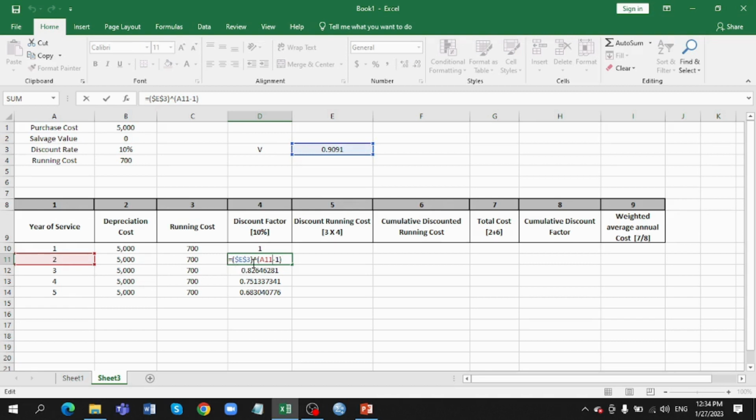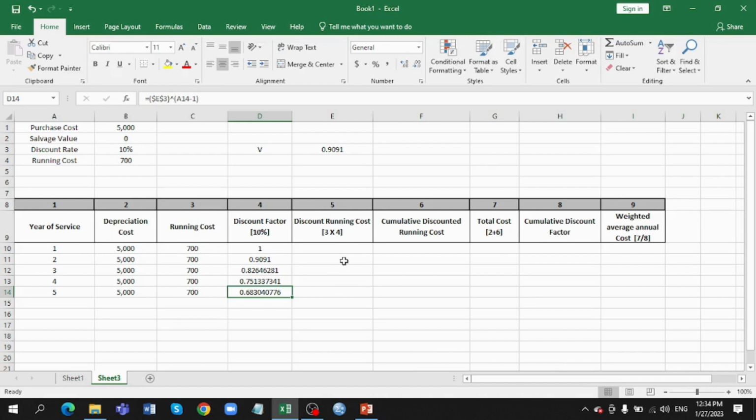Since we've moved now to the second year. Then in the third one, it's A row 12, still making use of this one. So that's it. That is just how you could do this. So that's for the discount factor.